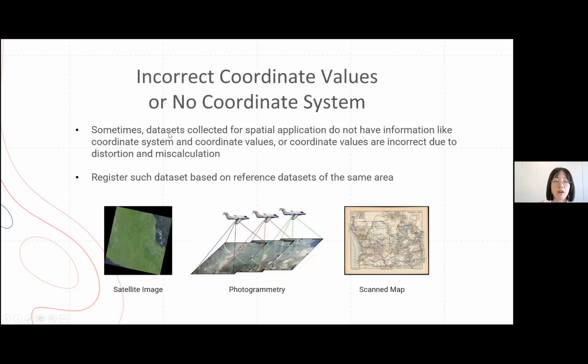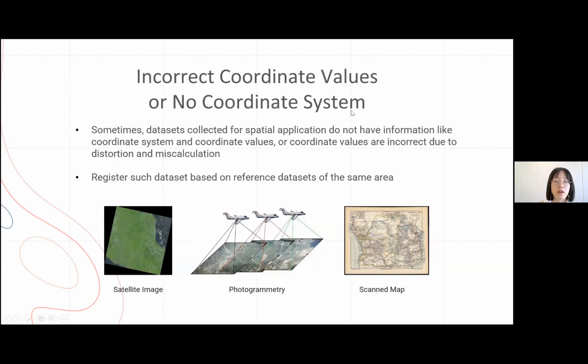our data sets. And that would usually be used in the pre-processing of our satellite images, or for the files we get from photogrammetry. And also we often apply this method to our scan maps, like this one shown here.